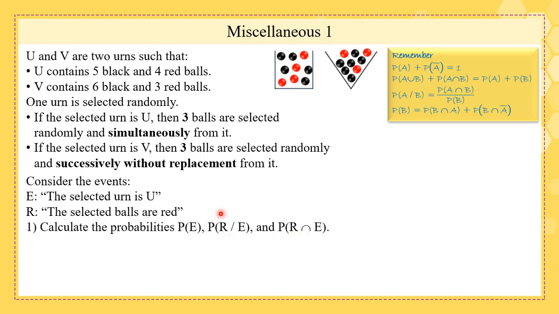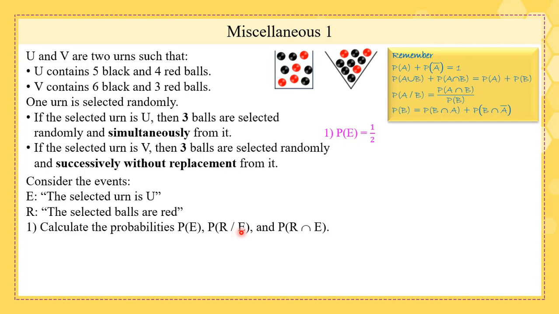Let's go back to E. The selected urn is U. What is the probability of selecting U? It will be half because it's one urn out of 2. Now, what is the probability of R given E? Pay attention, this is a conditional probability. We have two events, one of them happened before the other. E happened before R, so we have to respect E.